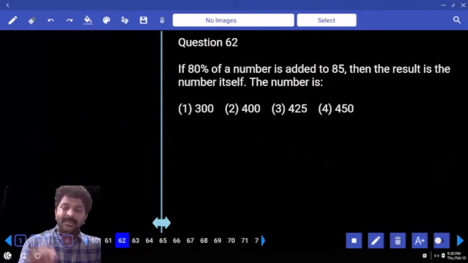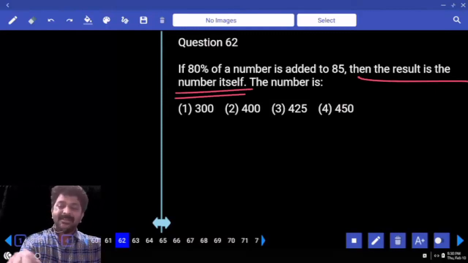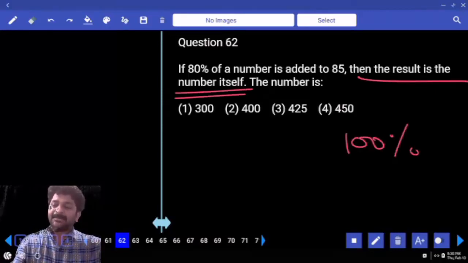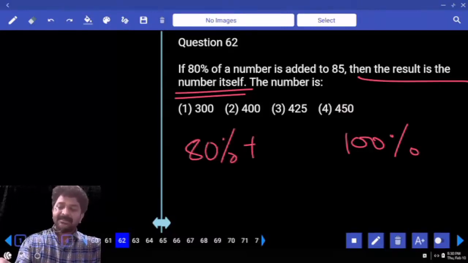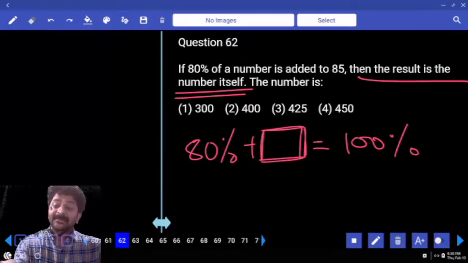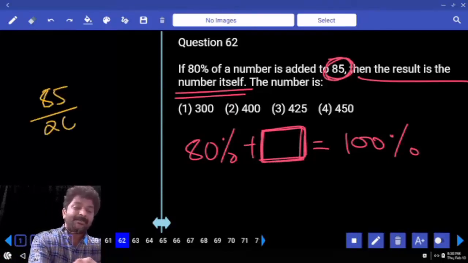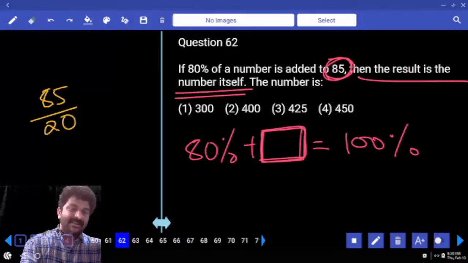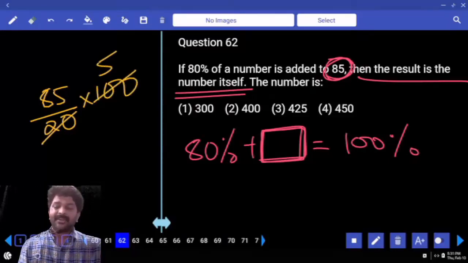Next. 80% of a number is added to 85. The result is the number itself. Number itself in the sense, can I treat it as 100%? To the number 80%, they're adding something, then we are getting 100%. So what percentage must you add here? Instead of 20%, how much are they adding? That means 85 is equal to 20% only. 1% is 85 divided by 20. Number itself in the sense 100%, so 25 times 85 divided by 5 is 425. Third option.